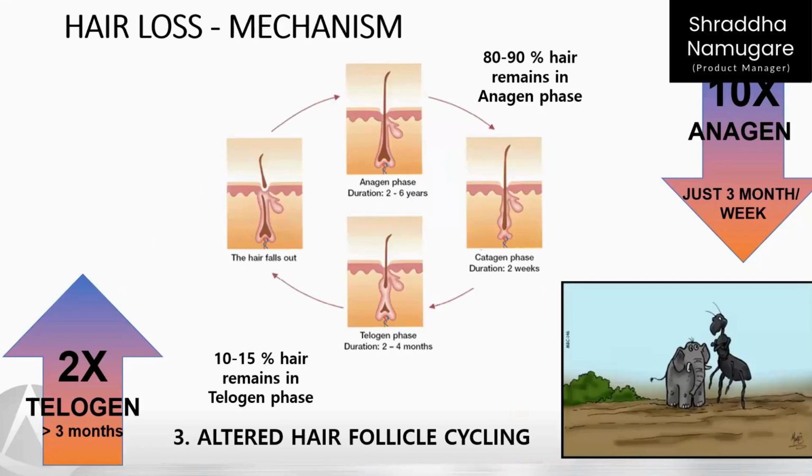Going ahead with this, the hair loss mechanism: as we are aware, there are three phases of hair growth, the anagen phase, the catagen phase, and the telogen phase. The ideal aim of any product related to hair growth or hair restoration is to enhance your anagen phase, so that the hair fall stops.